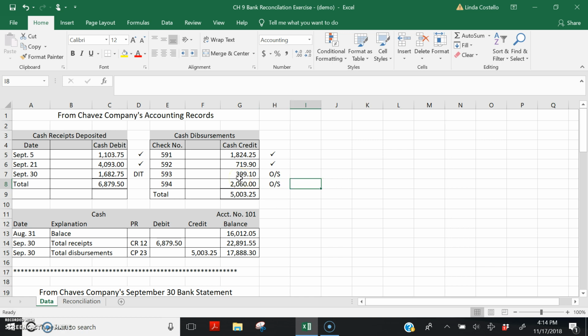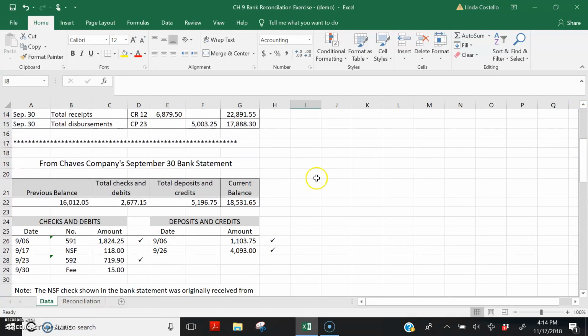Now that we've finished identifying timing differences, deposits in transit, and outstanding checks, we need to see if the bank gave us any cash or took any cash away from our account that has not yet been recorded on the books. First, look to see if there are any deposits per the bank that are not shown on our books. And the answer is no. All deposits on the bank statement are also shown on our books.